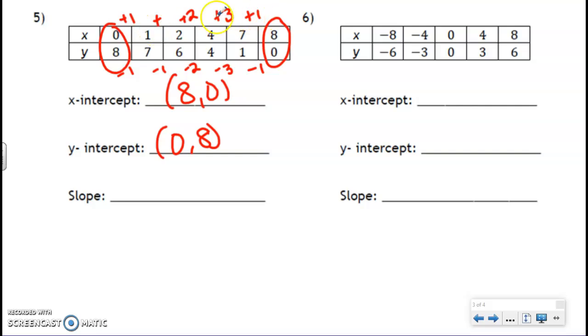So even though the pattern isn't consistent for my x's, if I actually reduce that, negative 1 divided by 1, negative 3 divided by 3, I'm going to get the same answer either way. So negative 1 divided by 1 gives me negative 1 for a slope.